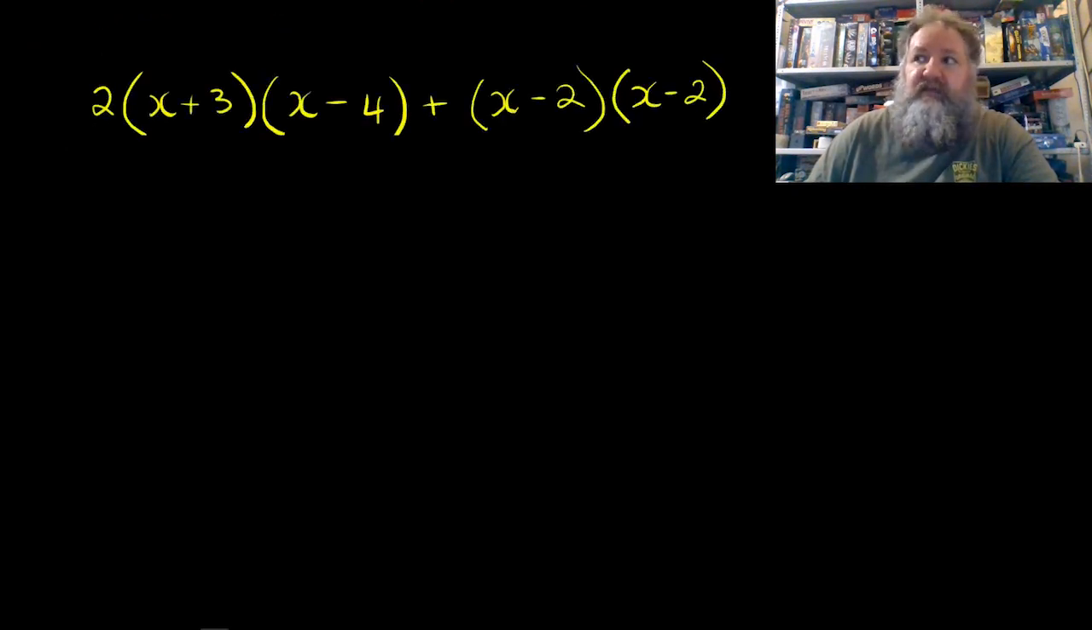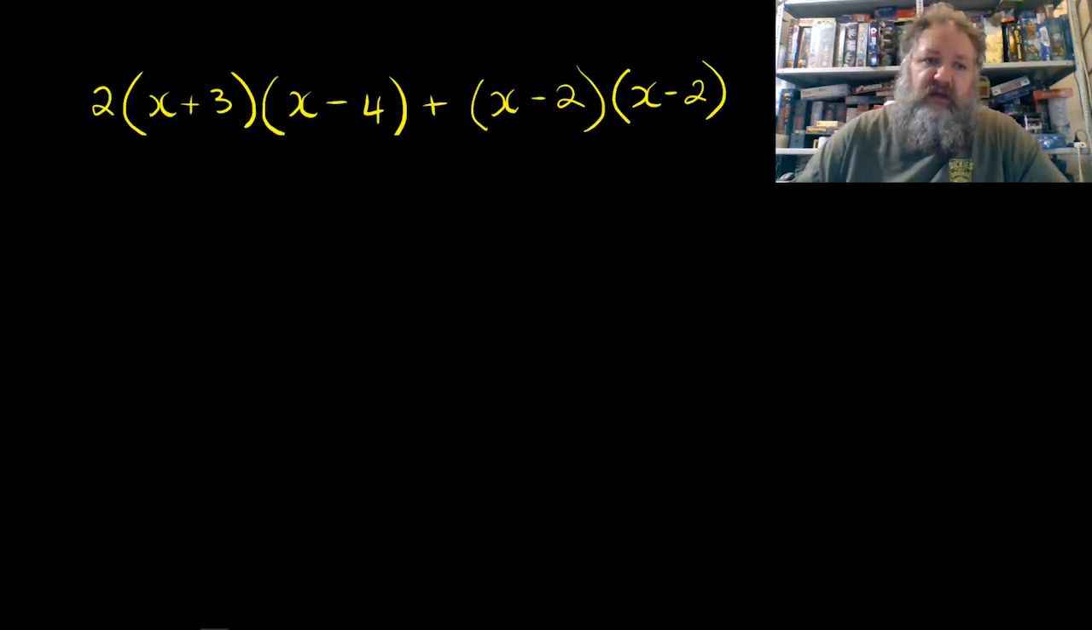Okay, so here I have my next example. And now what's different about this one is I've just got a single number out the front of a pair of brackets. How do we deal with that? Well, it's important to remember that multiplication is commutative. We can do things that are terms being multiplied together in any order, and it doesn't matter.